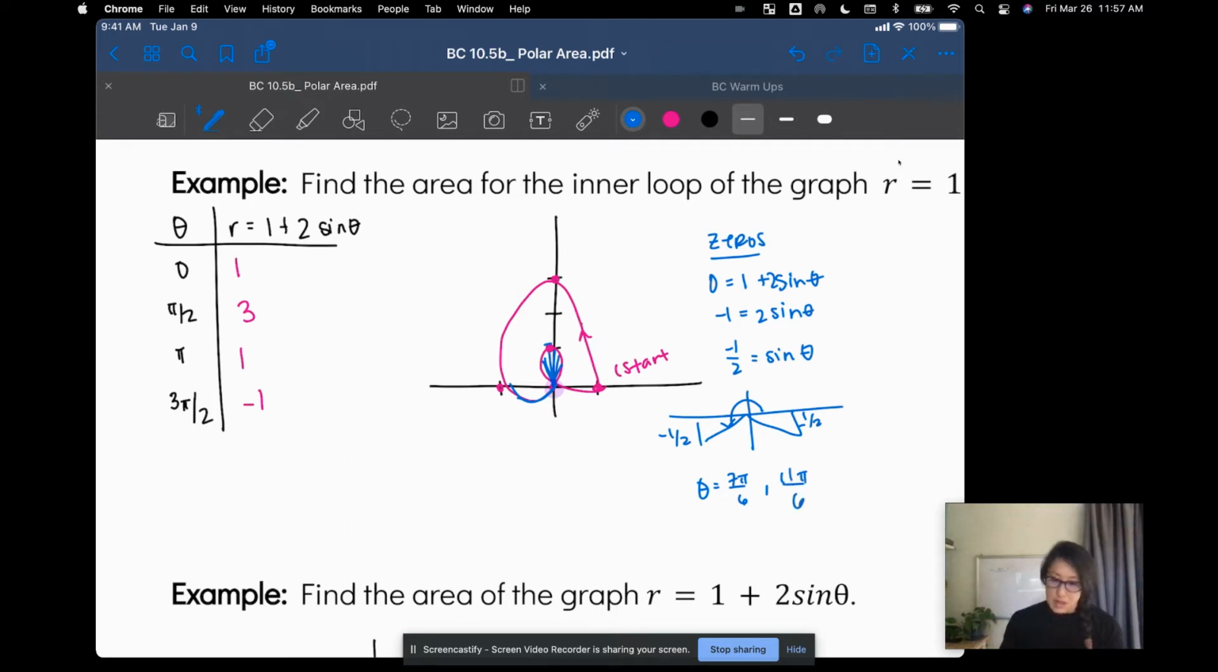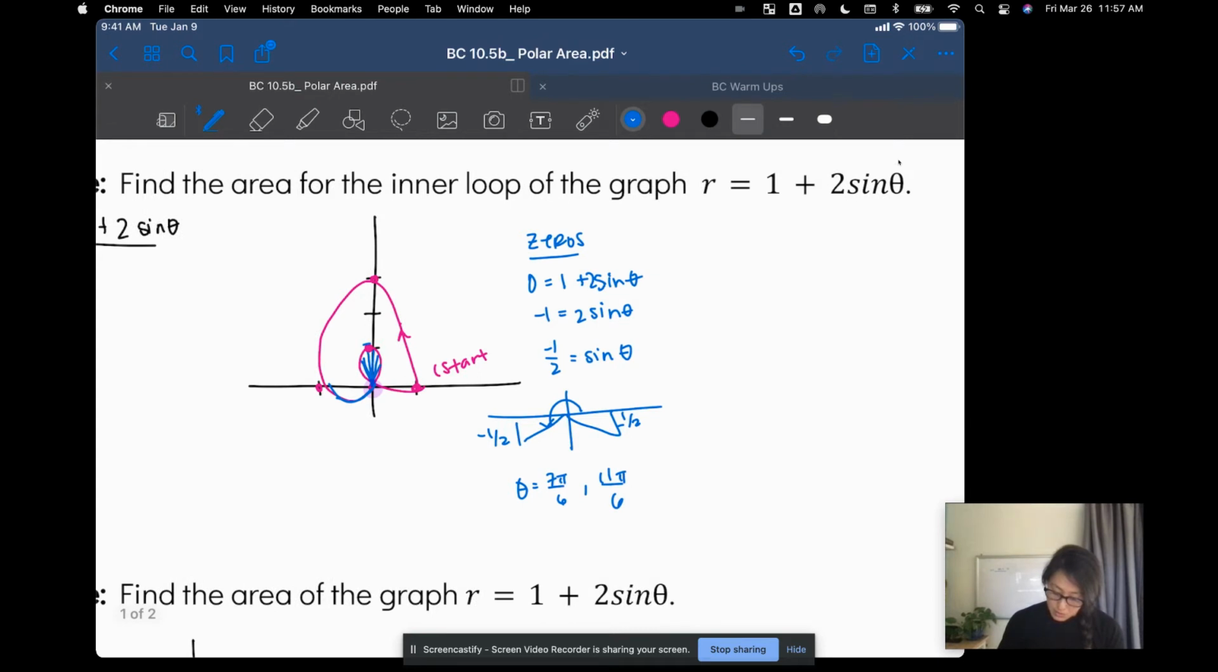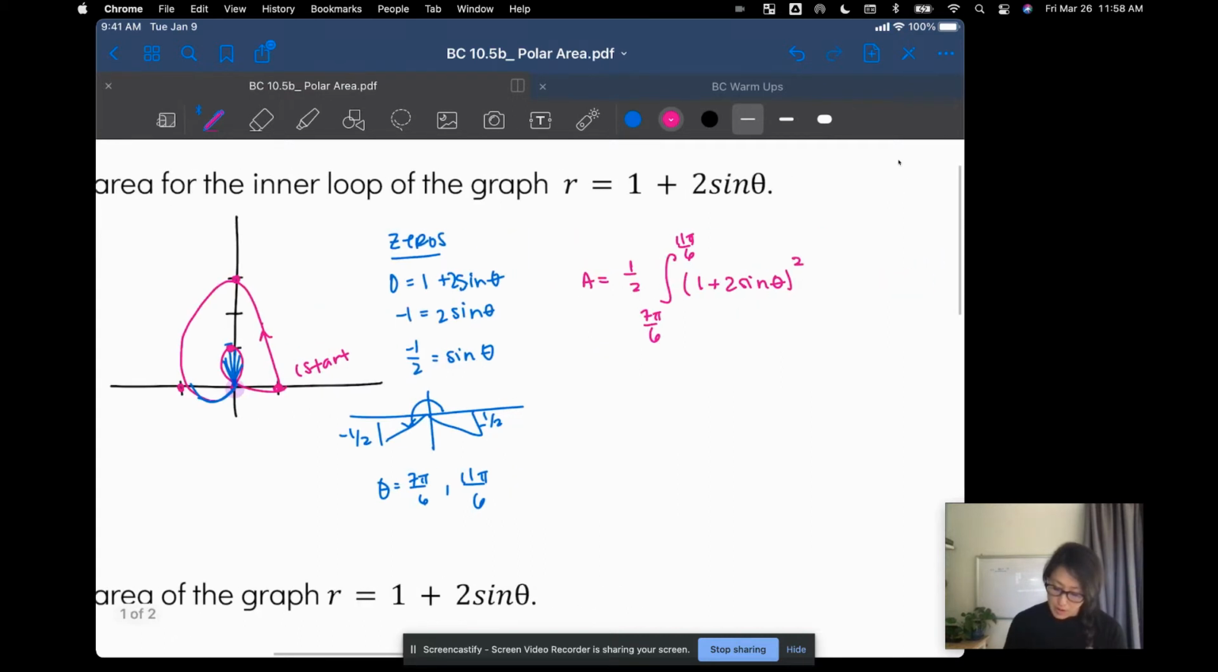All right, so now we need to set up our equation for our area, and that would be 1/2 times the integral from, so the inner loop starts at theta equals 7 pi over 6 and ends at 11 pi over 6. And then the equation for r is 1 plus 2 sine theta. We square that value and d theta. All right, using a calculator, I evaluated to give me 0.544, and that's rounded. Truncated, its area is equal to 0.543.